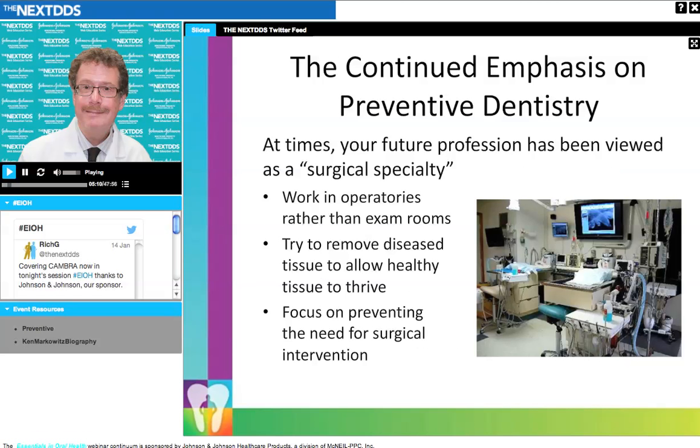We basically are very focused on fixing things, being hands-on and fixing things, trying to remove diseased tissue, preserve healthy tissue. We need to develop more of a focus on really changing the direction the patient takes when they're not in our chair. That's the thing. We only have contact with patients a couple of hours in a whole year. It's what goes on the rest of the time that really matters.